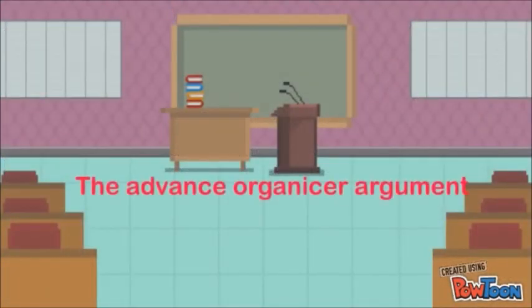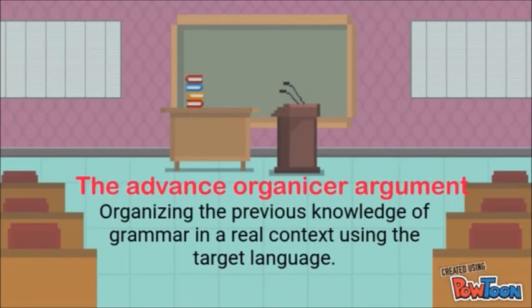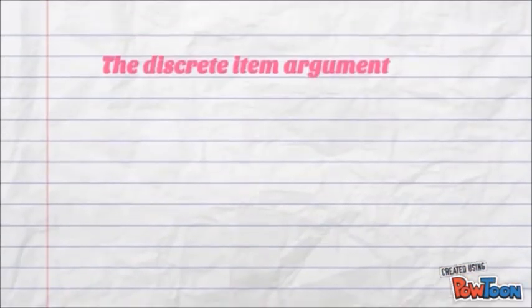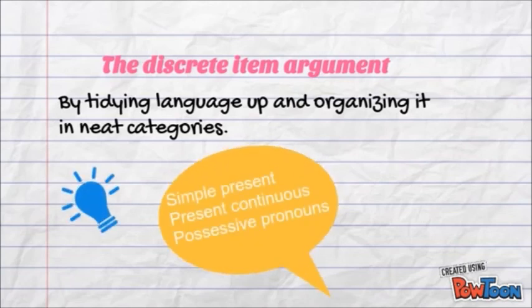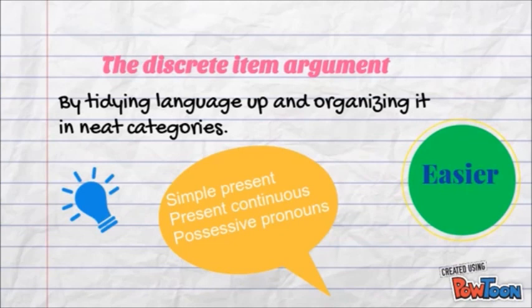The fourth argument is the advanced organizer. It says that to use the target language, we need first to organize our previous knowledge of grammar in order to be understood. This argument says that we need to organize the language into categories. For example, to learn this is simple present, present continuous, possessive pronouns. When we organize and we put them into categories, the language is easier.